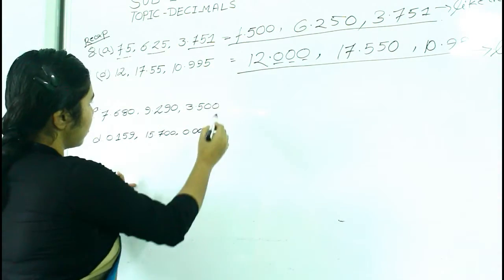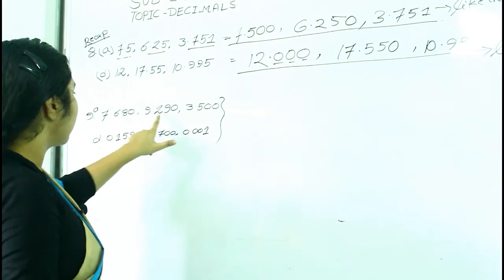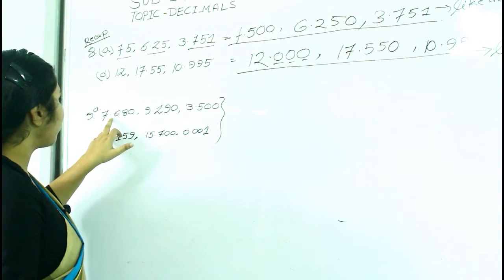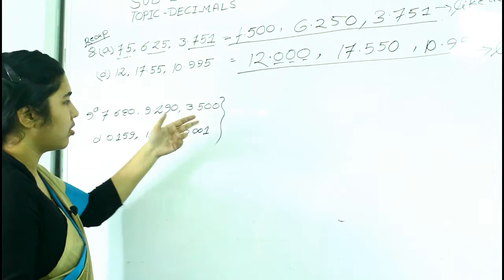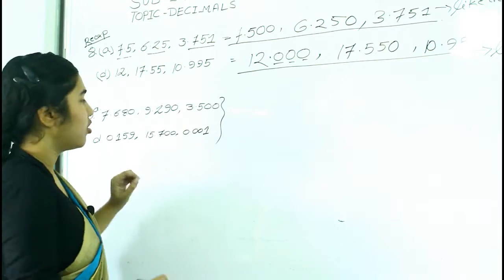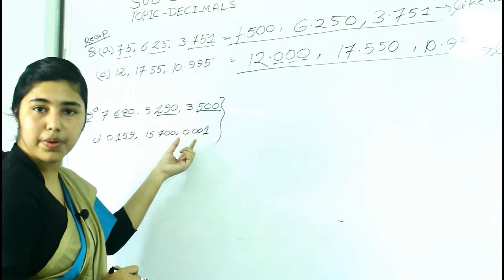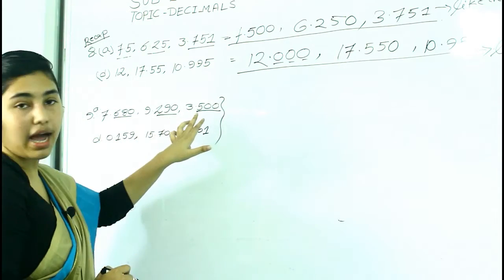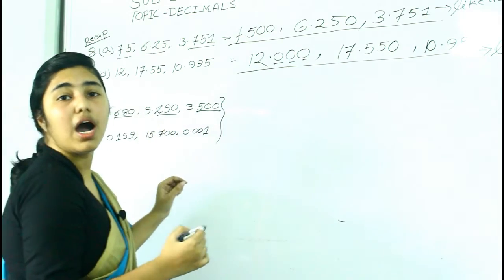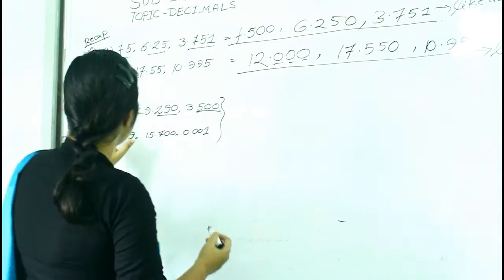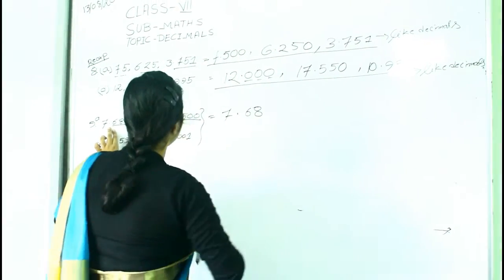Next case, question number 9. Here look at these numbers: 7.680, 9.290 and 3.500, which means all have 3 decimal places. So these are like decimals. Here we have to convert these numbers into unlike decimals. So write 7.680.